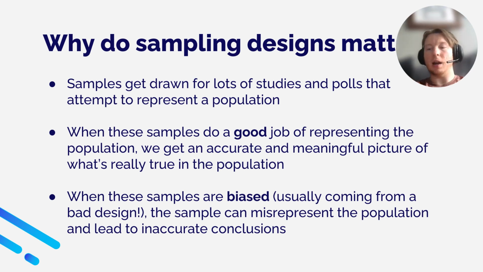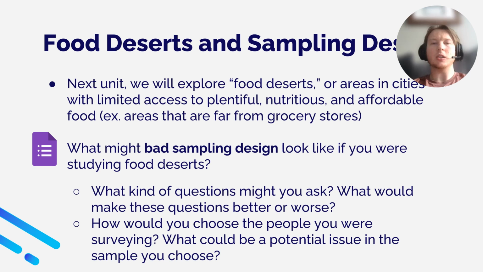Samples obviously matter. We want to make sure there is good representation for the samples that we're drawing. When our samples do a good job of representing the population, we often get an accurate and meaningful picture of what's true. When there's bias, often coming from a bad design, the sample might misrepresent what's really going on in the population. So this is a sneak peek of an activity in Unit 2. And we're going to use it to have students think about bad sampling design and unrepresentative samples.